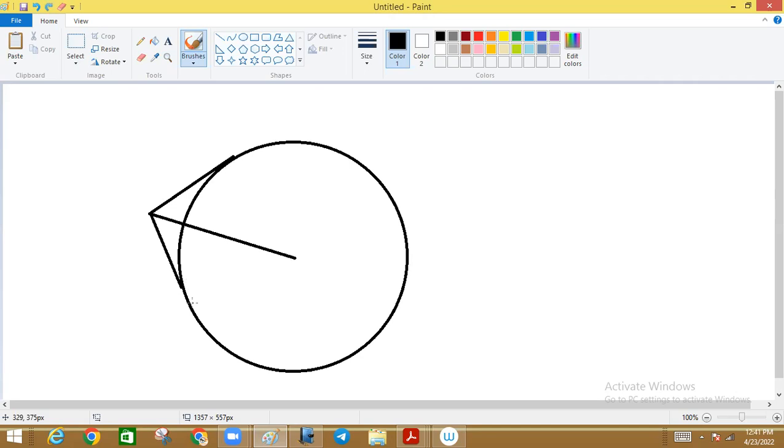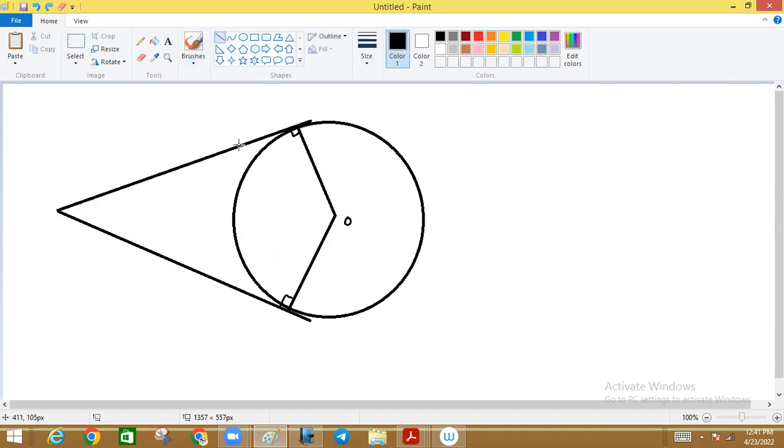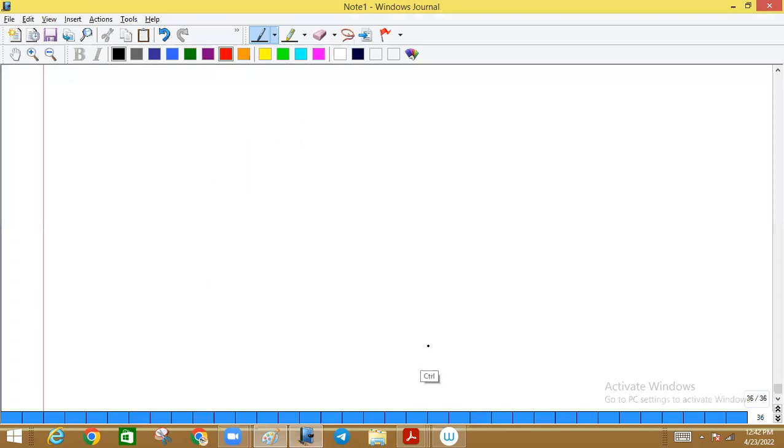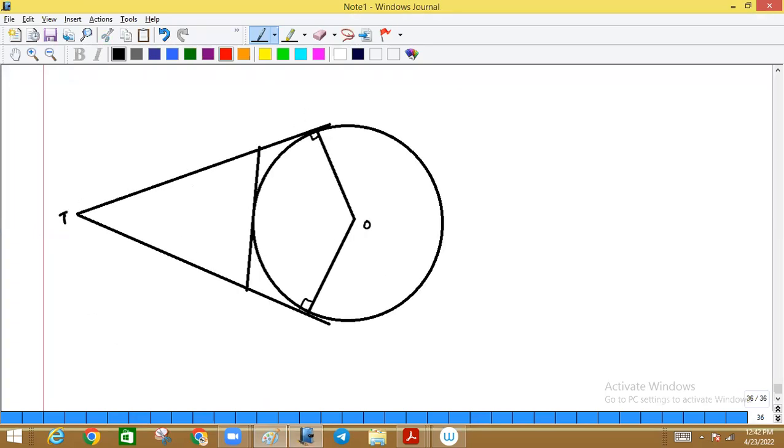Now, I'm taking another tangent here. Let's name them first. This is T, A, B, C, D. This is 90 degrees. Now, can I say CE and CA, both of them are equal, because from an external point you are drawing two tangents. I would say CE is equal to CA. And DE is equal to DB. Hope you understood that.